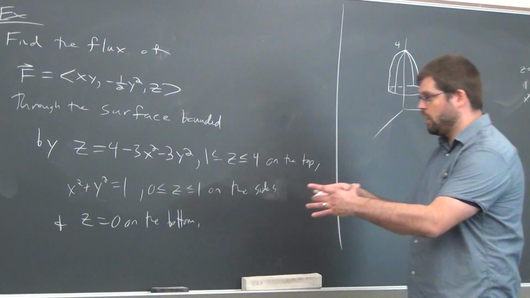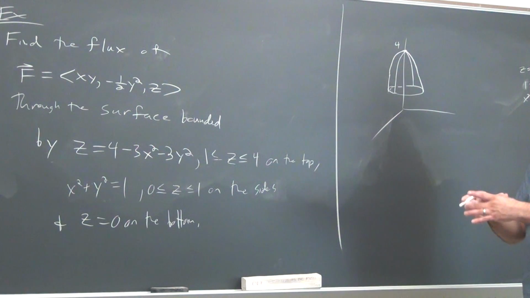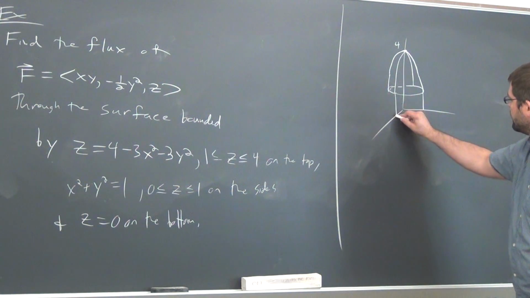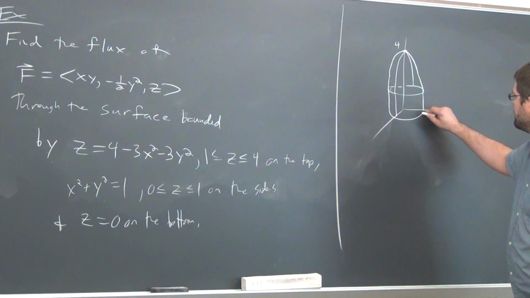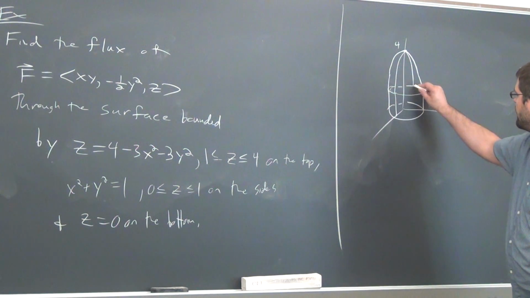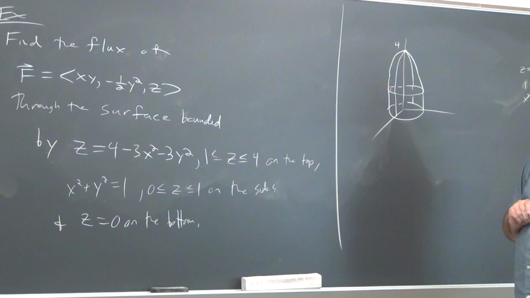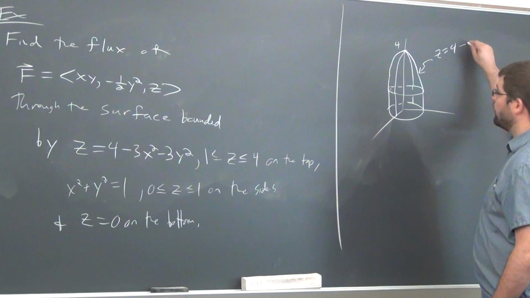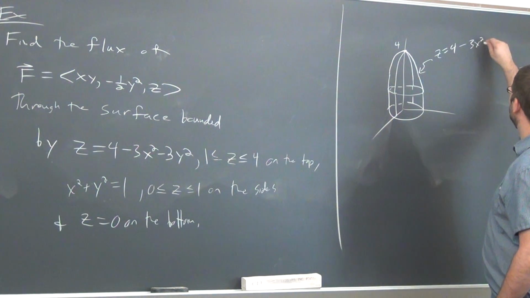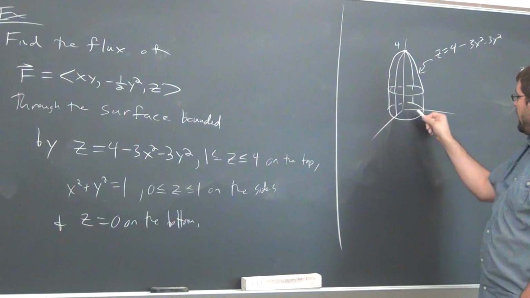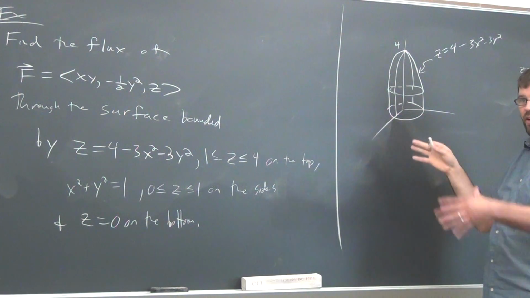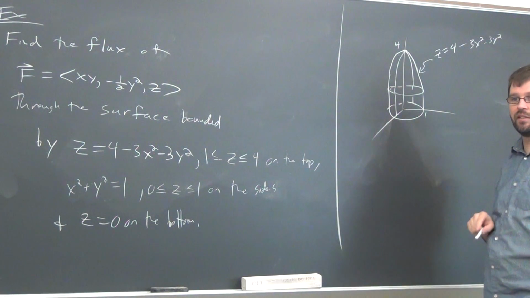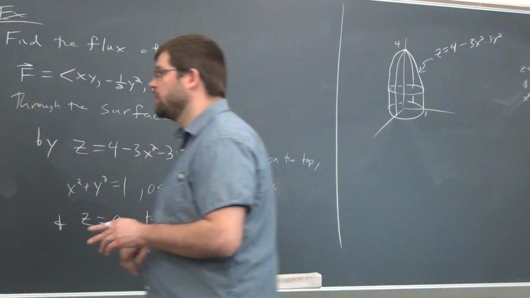Does that make sense? And then what's x squared plus y squared equals 1? It's just a cylinder. And so then you're just going to get a cylinder dropping down like this. If that makes sense. Is that okay? So you got this top here of z equals 4 minus 3x squared minus 3y squared. You have a bottom of z equals 0. And then around the side, you basically have that cylinder of radius 1. Does that make sense?